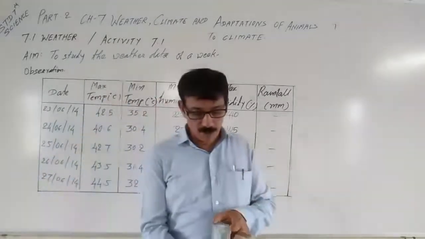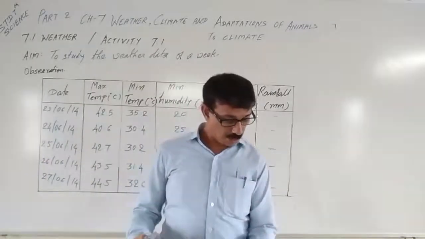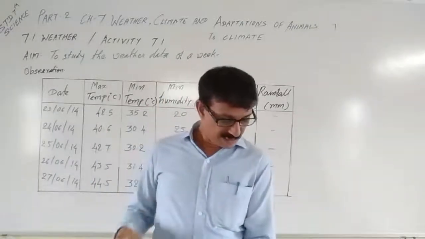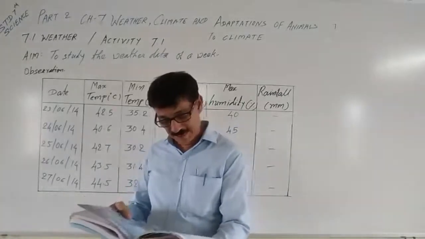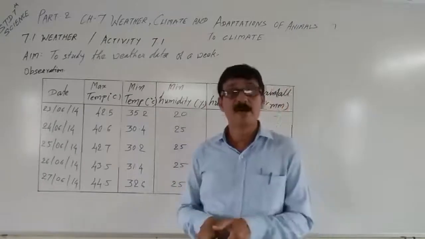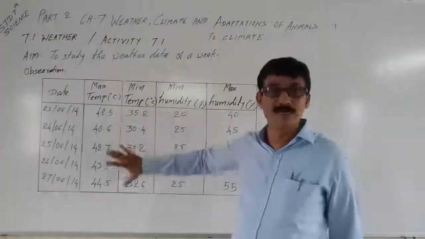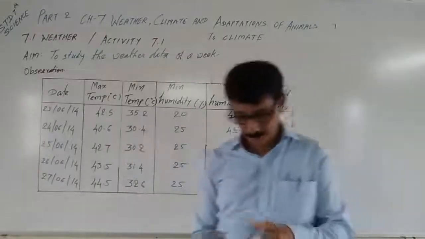So let's go for the next one, which is the conclusion. What are the conclusions over here? We can say the maximum and minimum temperature were different on all the days of the week. The minimum and maximum temperatures were different all the week, or we can say every day. You can see that. Okay.